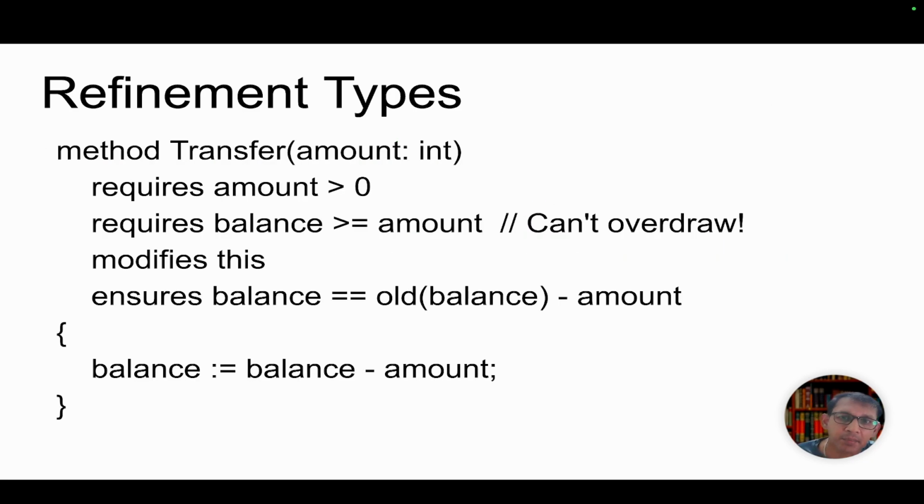For a bank account example, the transfer method has a precondition that the amount must be positive and the balance must be sufficient. The type system verifies these conditions before allowing the method to execute. If you try to transfer a negative amount or more money than the account contains, you get a compile time error, not a runtime exception.